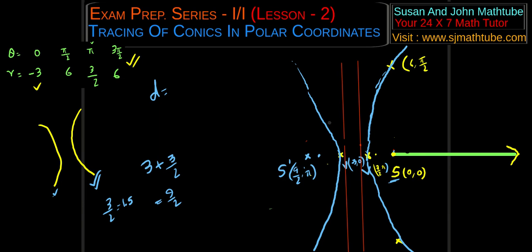Okay, so I hope you're okay with the directrix. Now to find the equation of the directrix. Look at this. If I want to reach the directrix, I have to turn 180 degrees, and then I have to move 2 units in this direction. So the equation is x is equal to 2 cos pi.